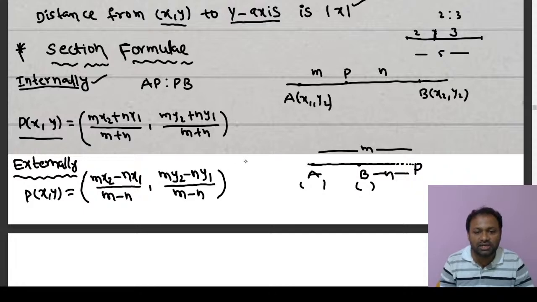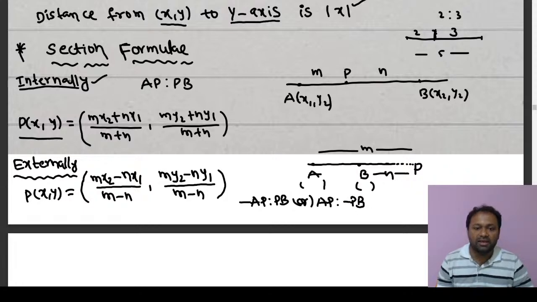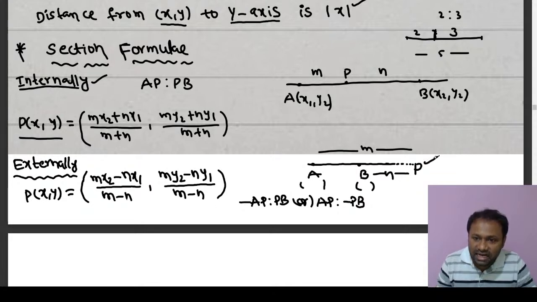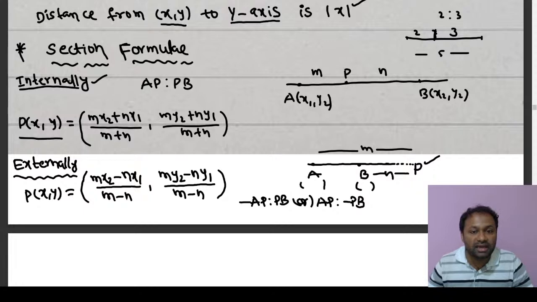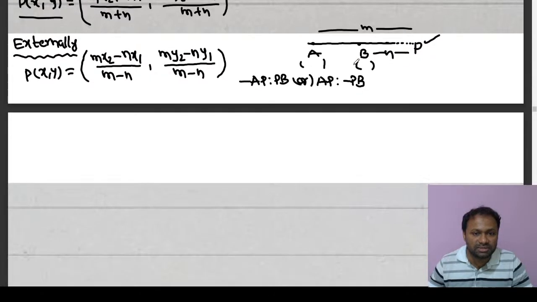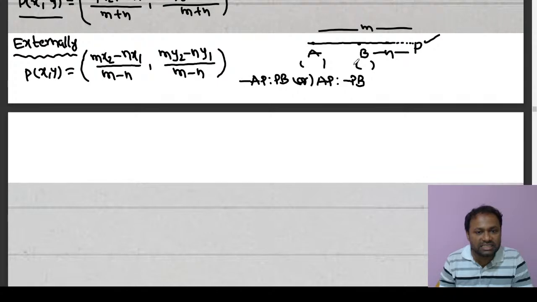In which ratio does it divide? Minus AP ratio PB, or we can say AP ratio minus PB. Simple. The negative symbol indicates the point is an external point. When the point is external, we can identify it easily. So here one of the important questions comes. In bits, the answer will be in both ways.